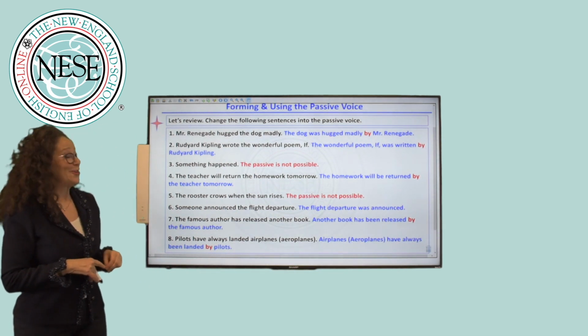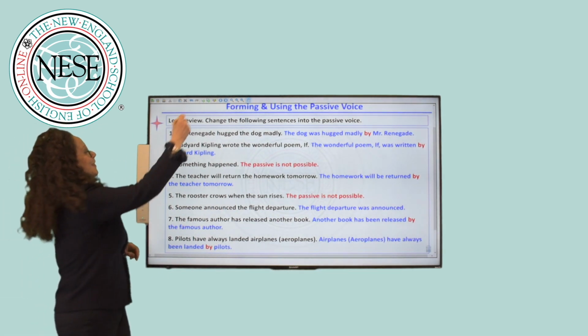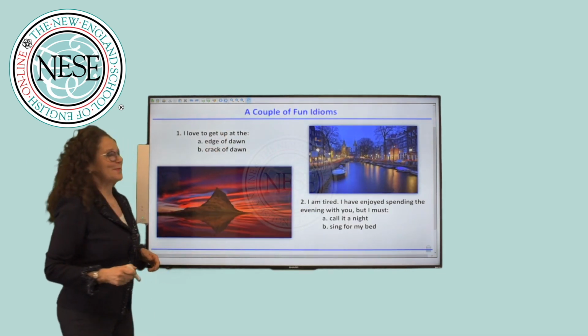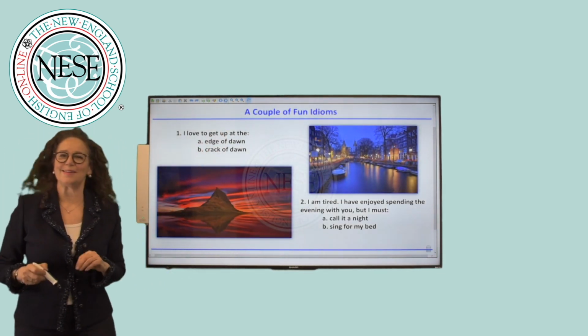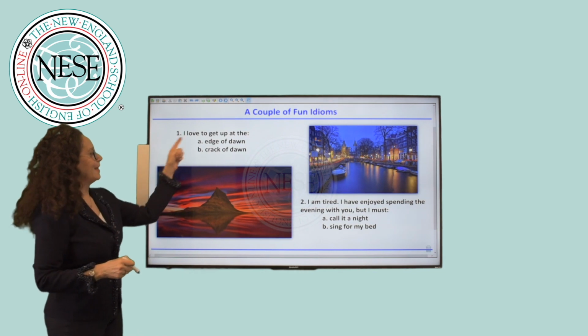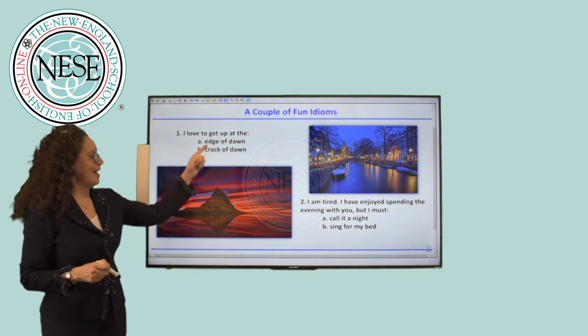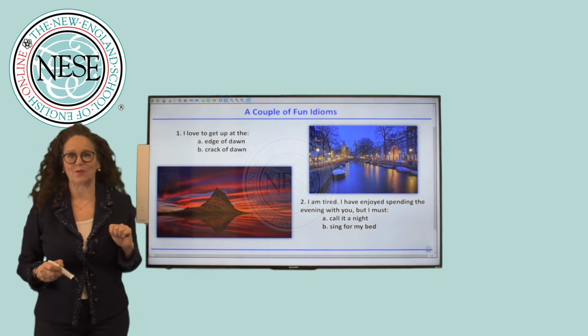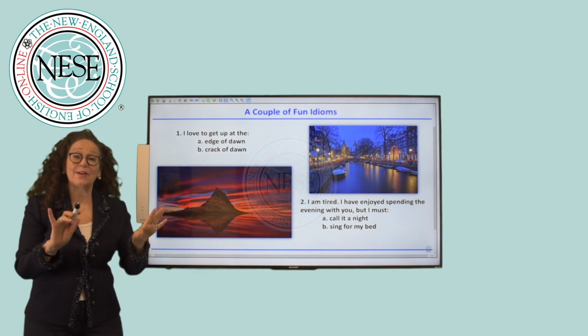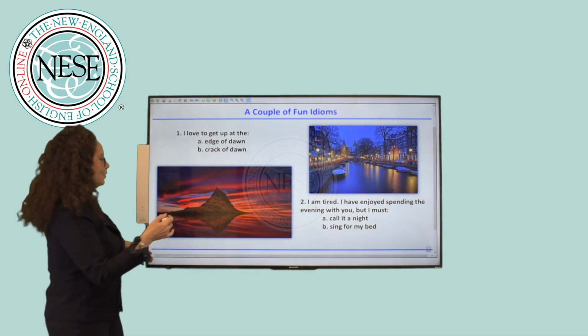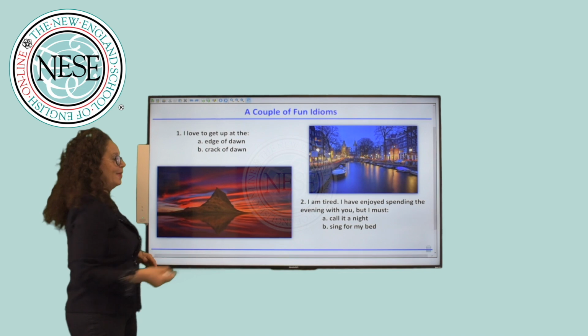All right? You ready for idioms? Let's look at the idioms. Okay, let's look at the idioms. The beautiful colors in these idioms. I love to get up at the edge of dawn or the crack of dawn. Let me tell you the correct answer and then I'll explain dawn. It's the crack of dawn.